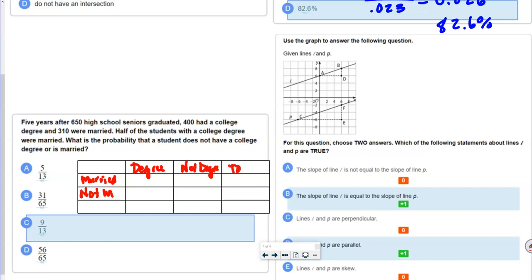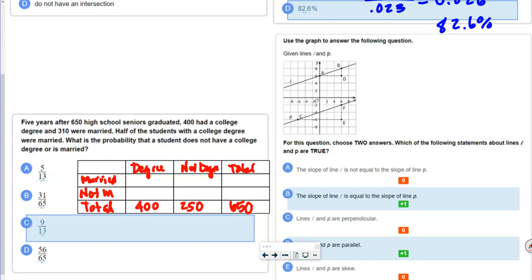So we're going to have total here, and we're going to have total down here, okay? So this is our table. We're going to use it to do this. It says 5 years after, 650 seniors graduated, so we got 650 total, right? It says 400 had a college degree. So 400 had a college degree, so how many didn't? That would be 250, right?